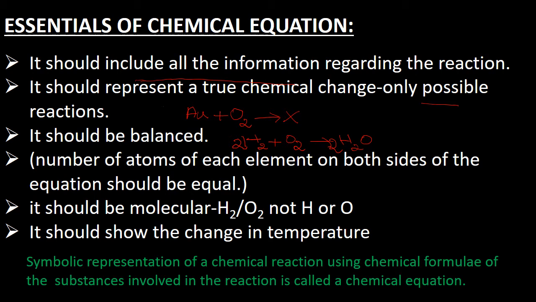Now we can conclude that the symbolic representation of a chemical reaction using chemical formulae of the substances involved in the reaction is called a chemical equation. So what is a chemical equation? If you are asked, you have to write: symbolic representation of a chemical reaction using chemical formulae of the substances involved in the reaction. And what is a chemical formula? You already learnt that in class 9.